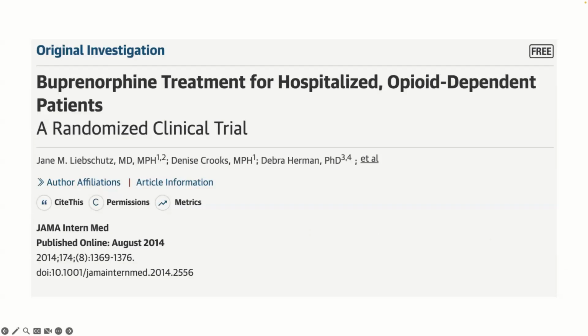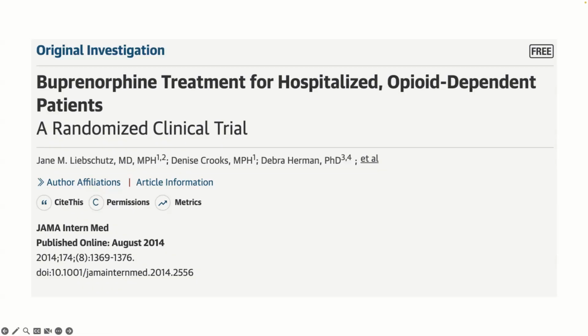This is another study. In this study, hospitalized patients with opioid dependence were randomized to either buprenorphine initiation with linkage to outpatient care or detoxification and referral alone. So this was an RCT. The key finding was that the patients started on buprenorphine in hospital were significantly more likely to be engaged in addiction treatment at 30 days. And they reported less illicit opioid use compared to those who underwent just detoxification and referral alone.